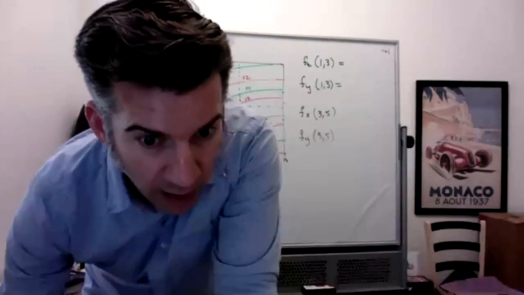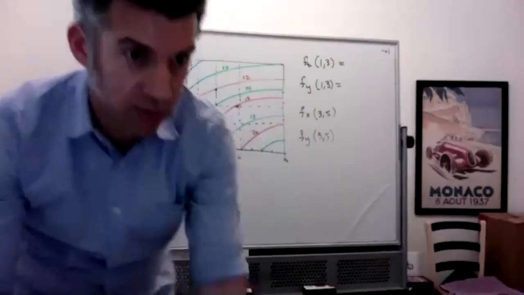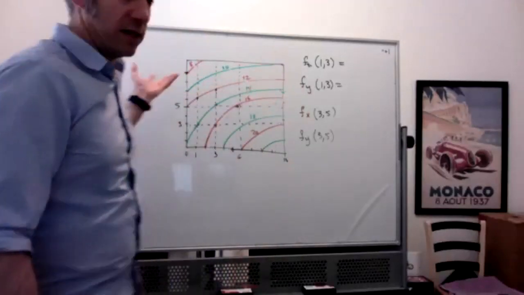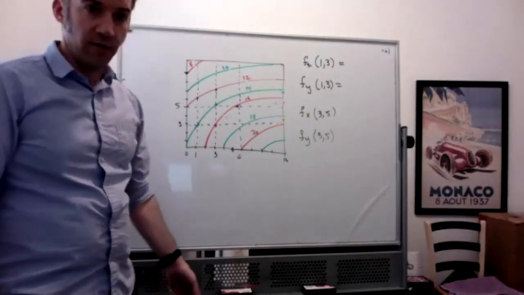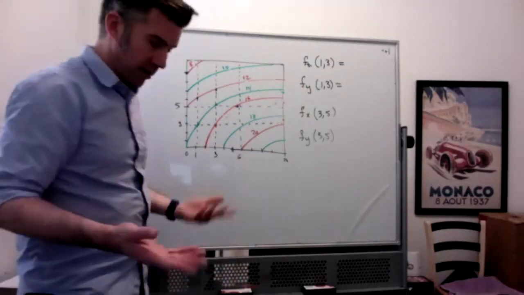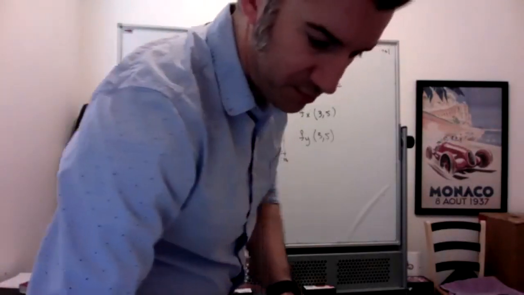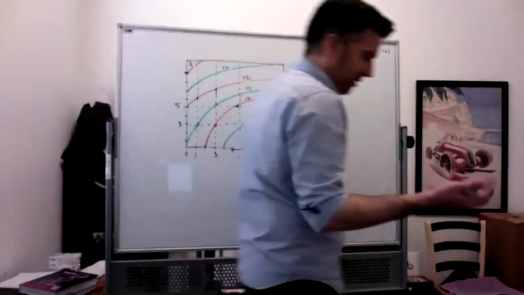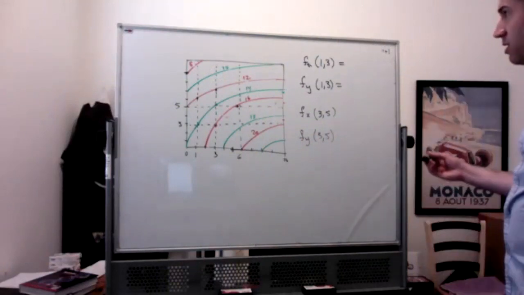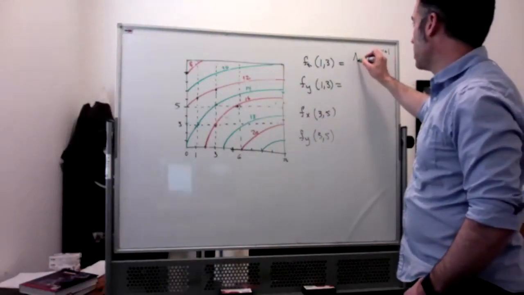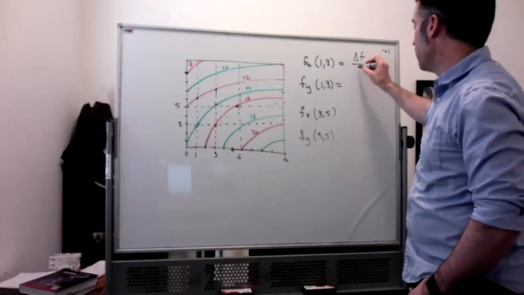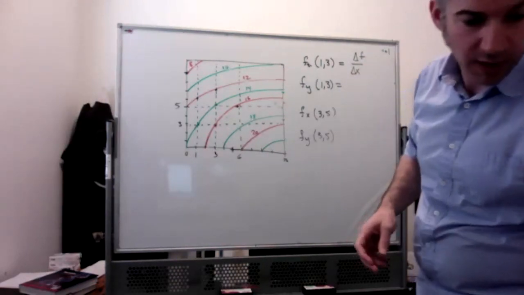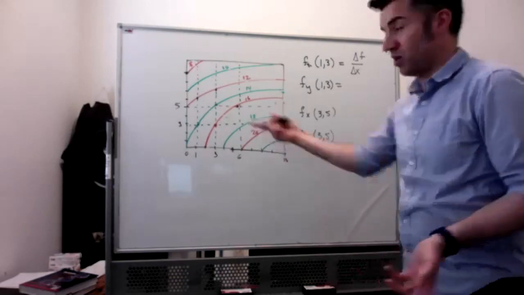People had questions about how to estimate the partial derivative with respect to x or y when you're given this graph of level curves. So when you're trying to find fx, you're basically trying to find the change in your function divided by the change in x. That's what fx is, and if we're approximating fx, we're just going to look at this.